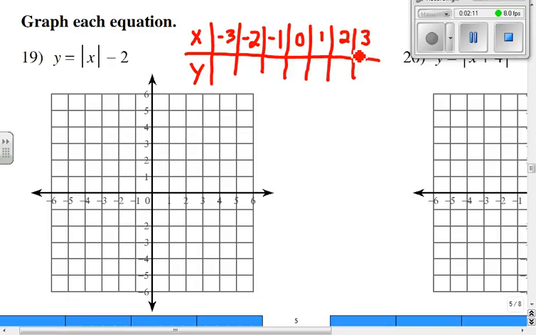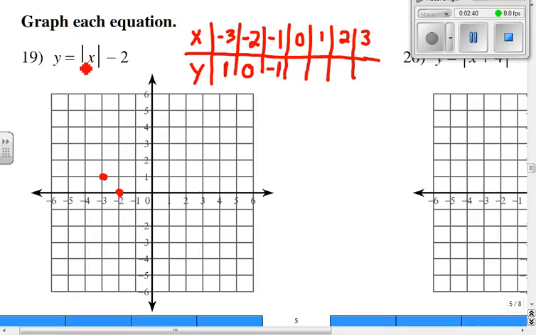Okay, so if x is -3, the absolute value of -3 is 3. 3 minus 2 is 1. So let's put that point. The absolute value of -2 is 2. Well, 2 minus 2 is 0. The absolute value of -1 is 1. 1 minus 2 is -1.